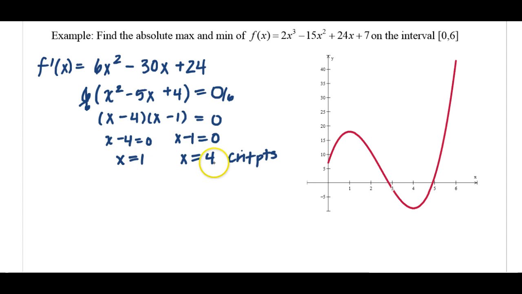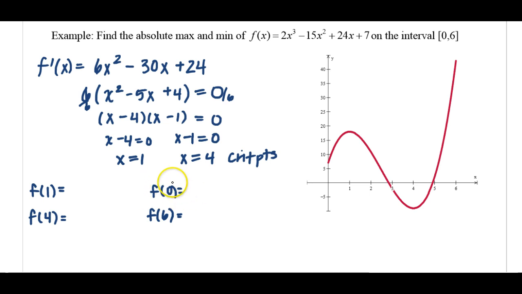Now I should do a quick check to make sure they are both inside the interval, and 1 and 4 fall in this interval from 0 to 6. So the next step would be to substitute these critical points into the original function. We would have to substitute 1 into f and 4 into f and find the corresponding y values, and we'd also have to substitute in the endpoints, 0 and 6. So we're looking for the biggest and the smallest y value to find the absolute max and absolute min.